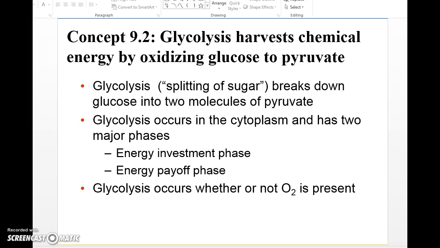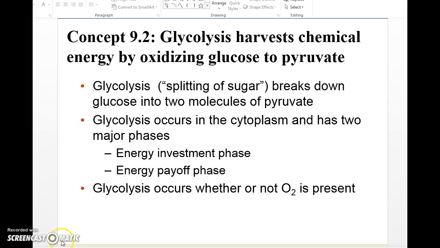These processes do not need energy. The final process is the one that needs energy. So these processes do not need oxygen. The final process needs oxygen. So glycolysis basically does not need oxygen. And glycolysis, the process itself, is broken down into two phases.